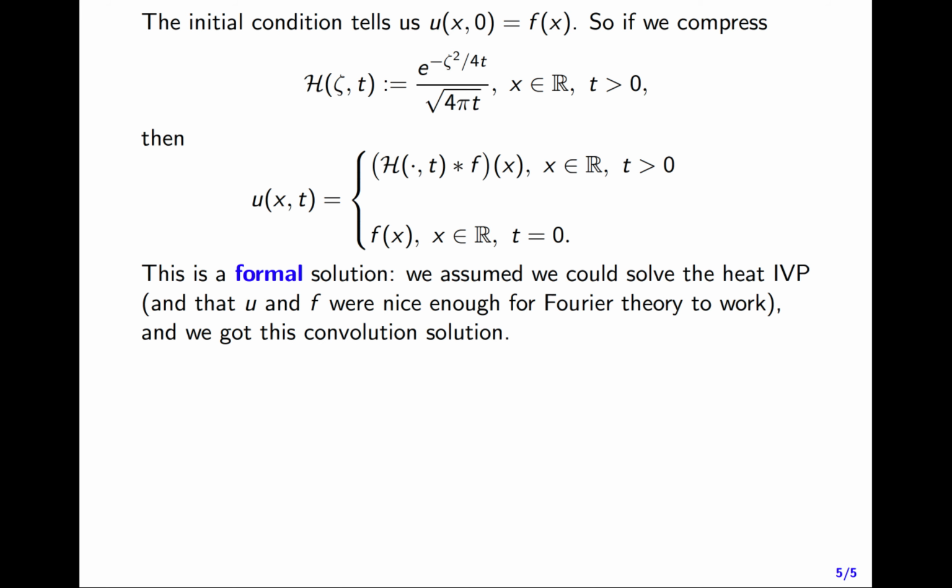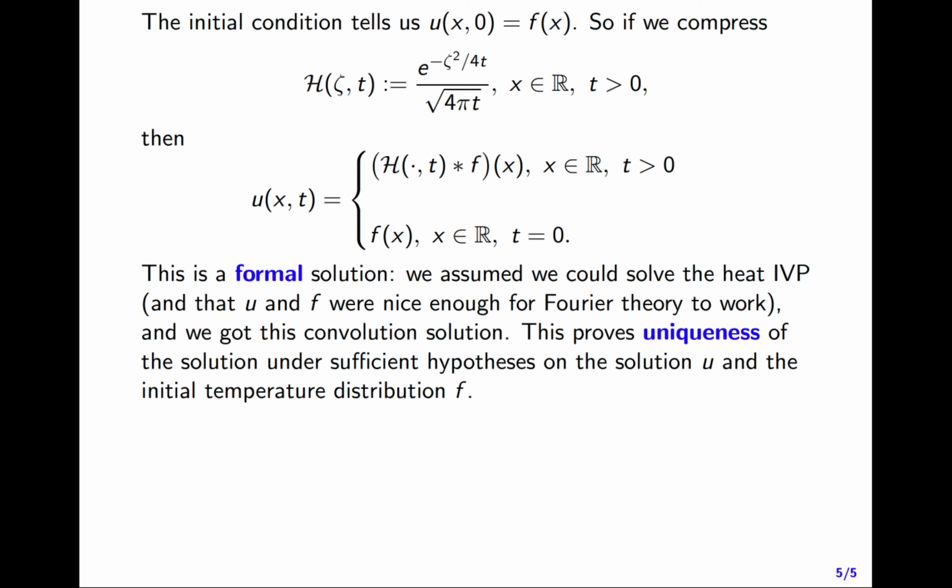So if f satisfies all the properties on the previous slide, then we should be able to define a function u of x,t as this piecewise function. In particular, the convolution will be defined. Then we have to check that this actually solves the partial differential equation. We've shown, you might say, uniqueness of the solution under sufficient hypotheses on u, that it decays fast enough for us to use the Fourier transform, and that the initial temperature distribution f is nice.